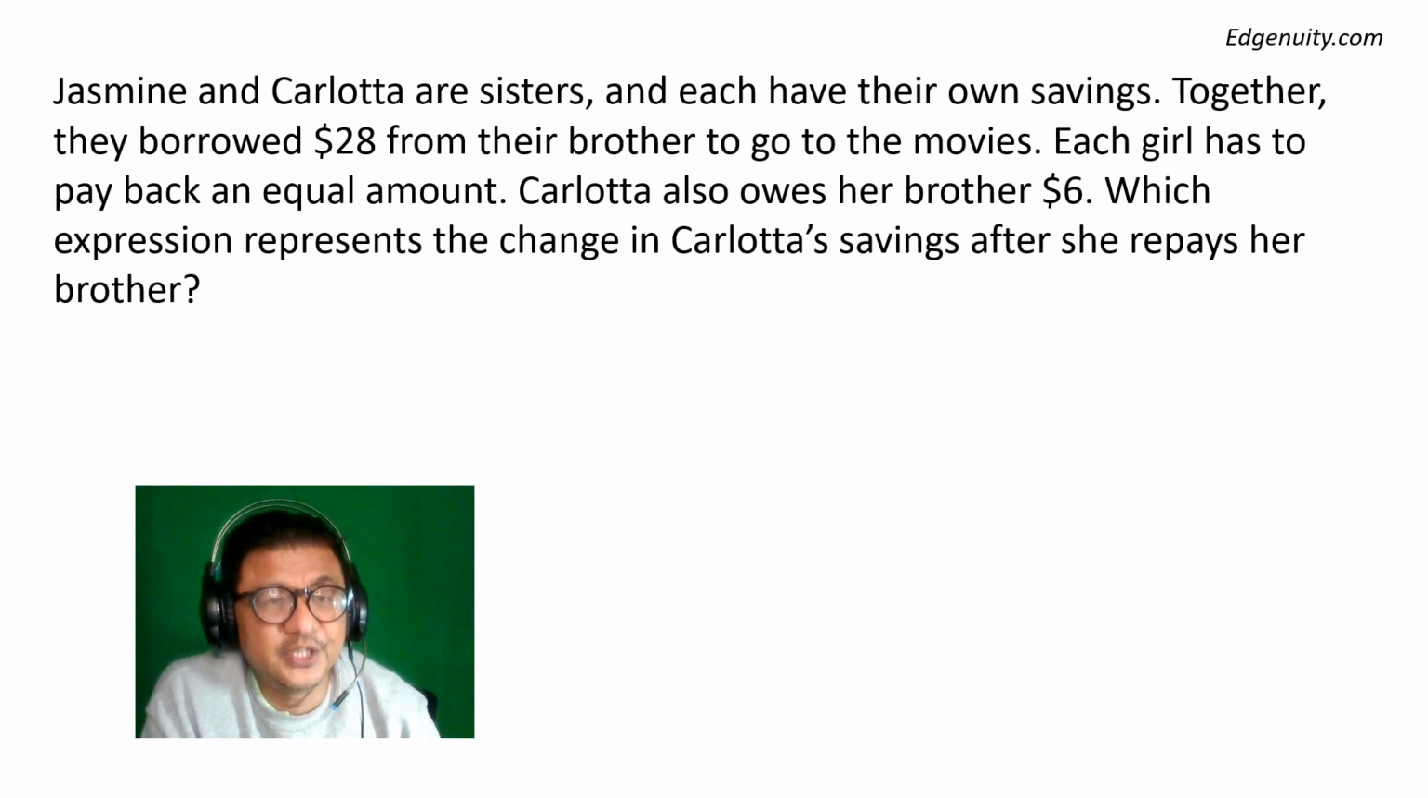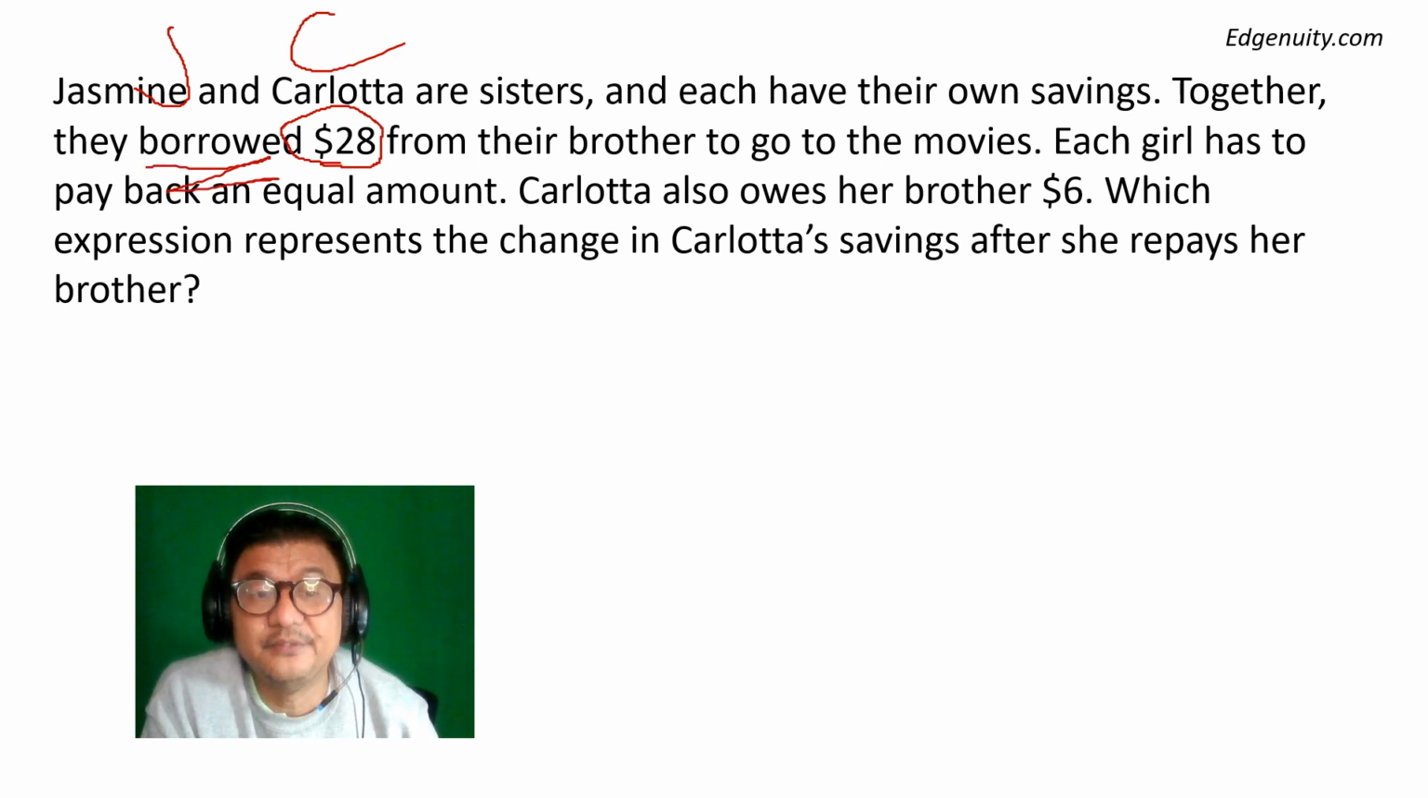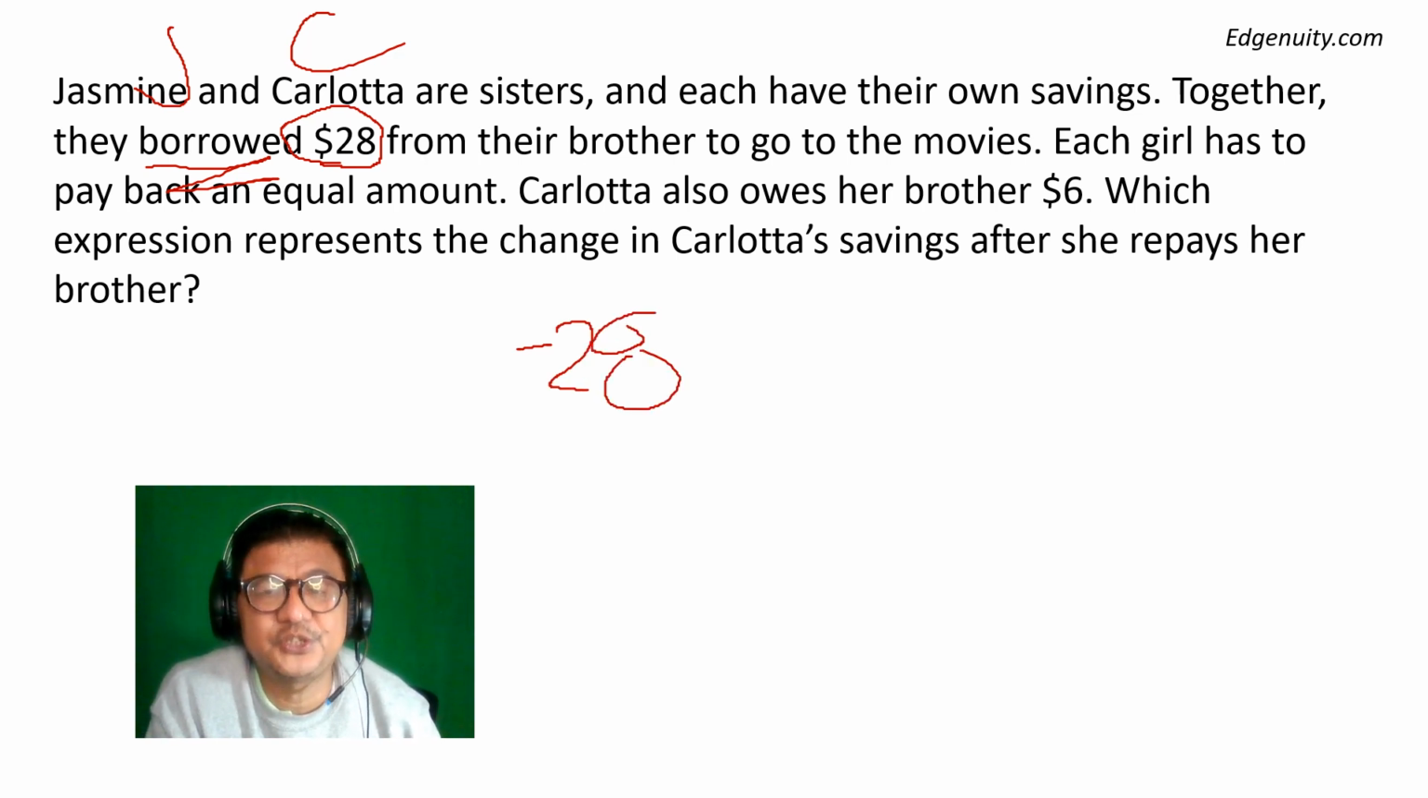Jasmine and Carlotta are sisters and each have their own savings. So there's a J and a C. Together, they borrowed $28 from their brother. So when you borrow money, is that positive or negative? Okay, so you borrow, eventually you're going to pay it, so you owe $28 from their brother to go to the movies. Now, each sister has to pay back an equal amount. At the end, they need to pay it back.